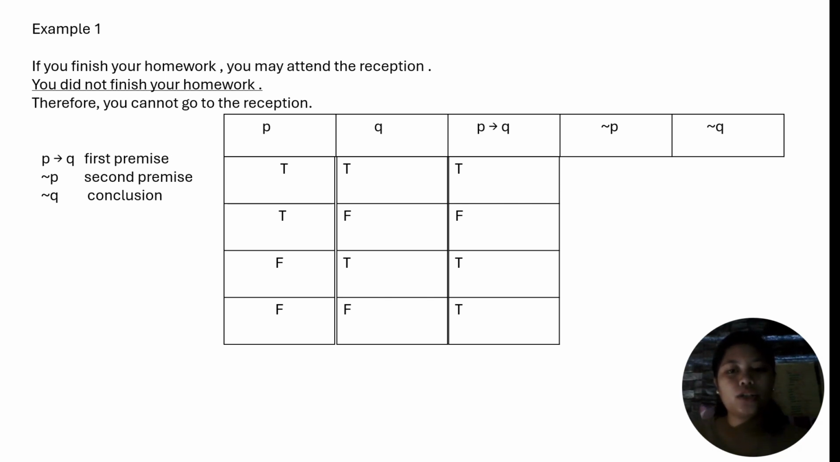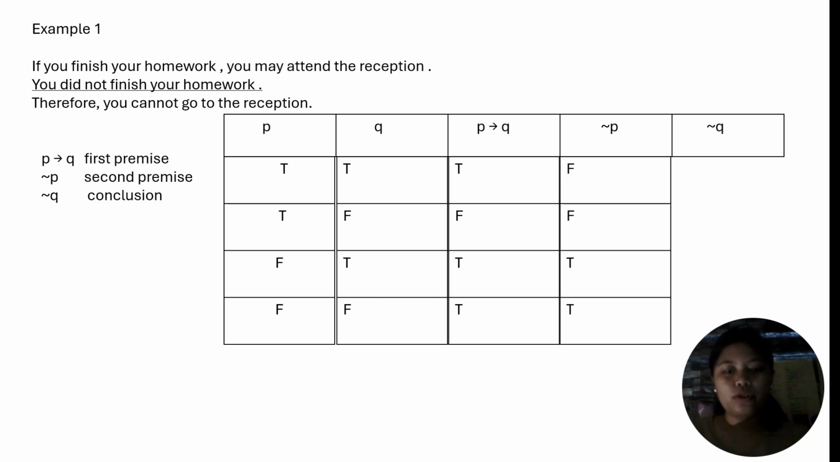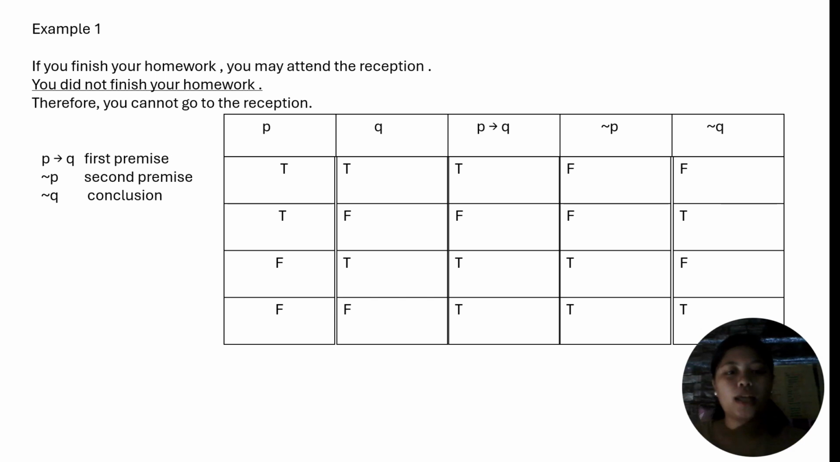Next we have our second premise, that is the negation. When we say negation, if P is true, the negation of P is false. P is true, true, false, false, so the negation of P is false, false, true, true. Our conclusion is the negation of Q, which is the opposite of the truth value of Q. Q is TFTF, so the negation of Q is FTFT.